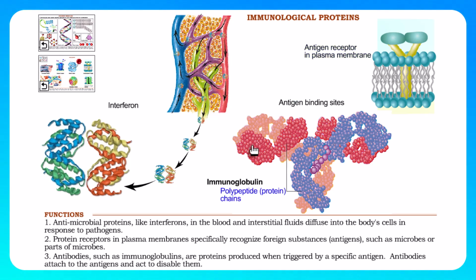Antibodies, such as immunoglobulins, are proteins produced when triggered by a specific antigen. Antibodies attach to the antigens and act to disable them.